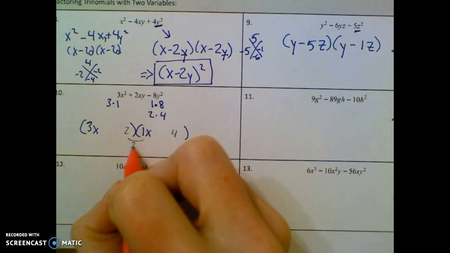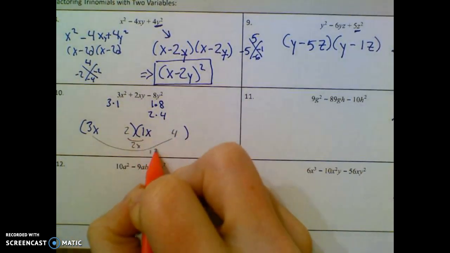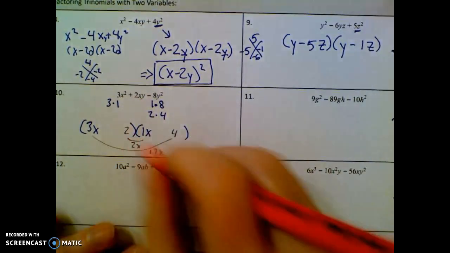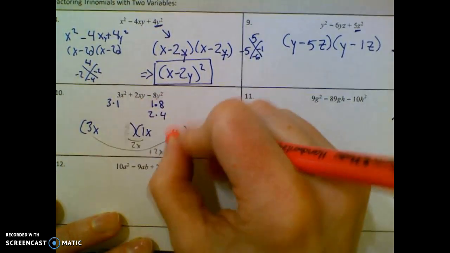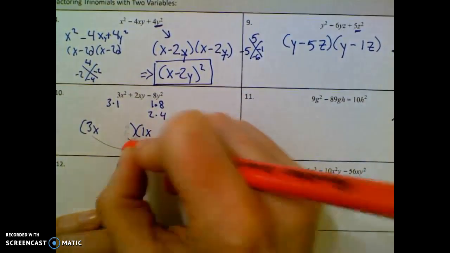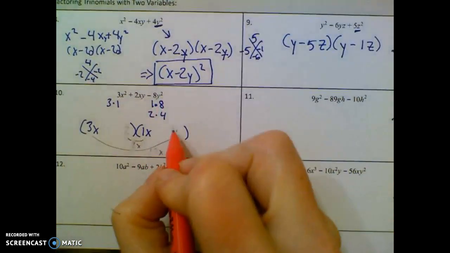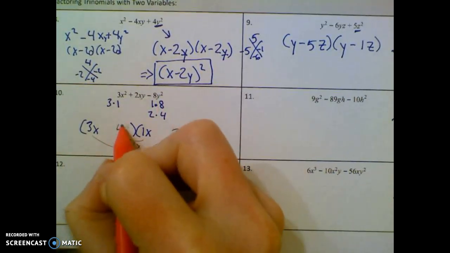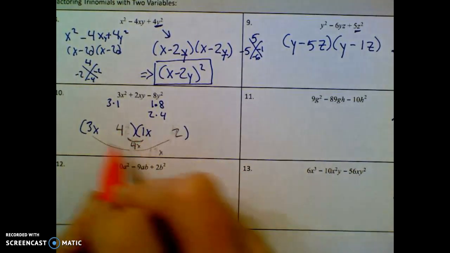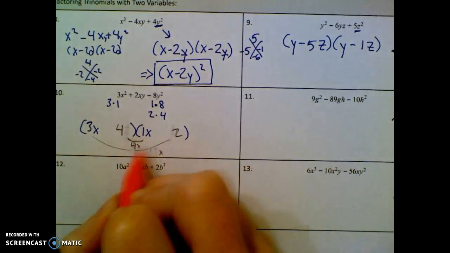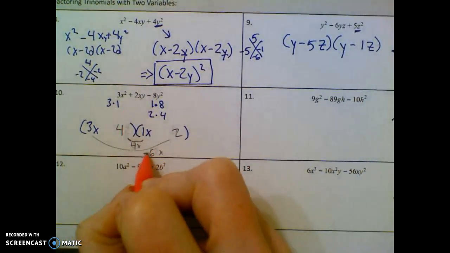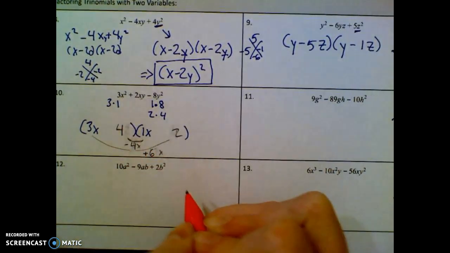Check your inner product, we get 2x. Check your outer product, you get 12x. Well, 2 and 12 don't give me 2. Okay, well, that's wrong. So let's switch those around. Let's put a 2 here and a 4 here. Well, inner product is 4 times 1x, which is 4x. Outer product is 3x times 2, which is 6x. Well, that can give me a 2x if I do a positive 6 and a negative 4.